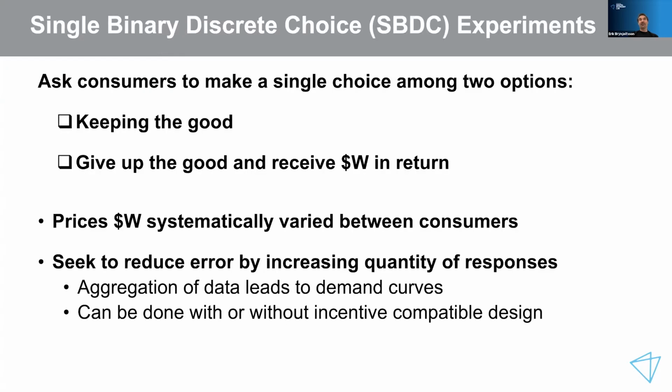The basic SBDC experiment basically gives people a choice between keeping the good or giving up the good and getting some dollar amount in return. We vary that W, that dollar amount that we offer them. And then that allows us to scope out essentially a demand curve. When we offer more money, more people are willing to give it up. And then when we offer very little, most people don't give it up. So you can get kind of a downward sloping demand curve as we do that.